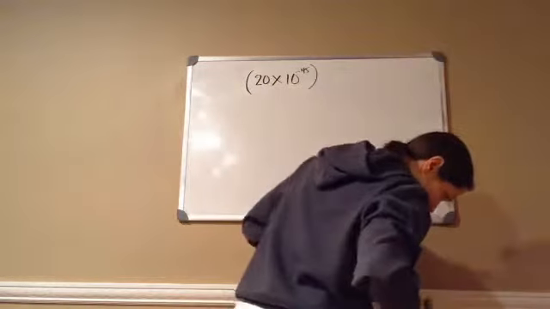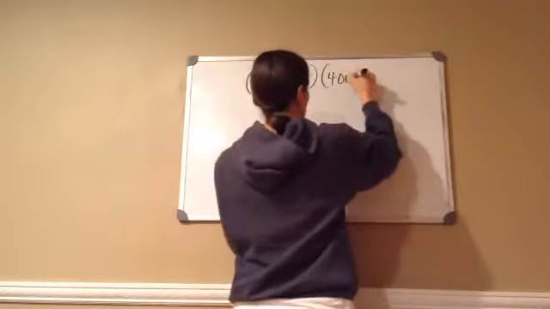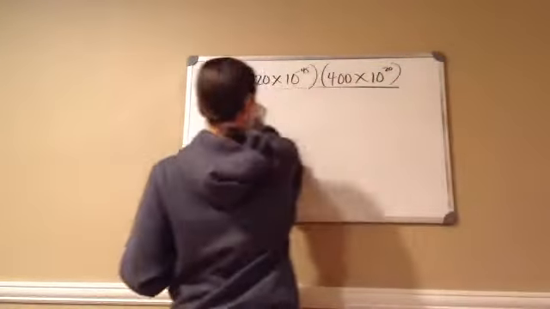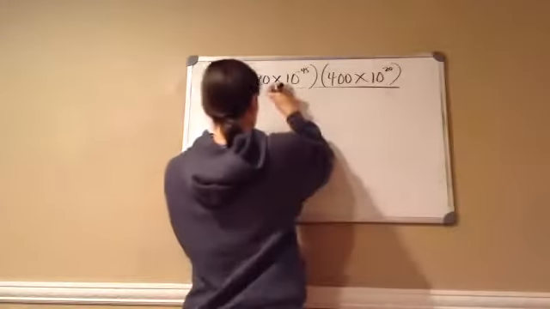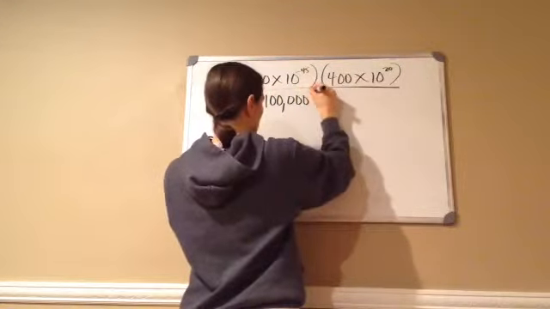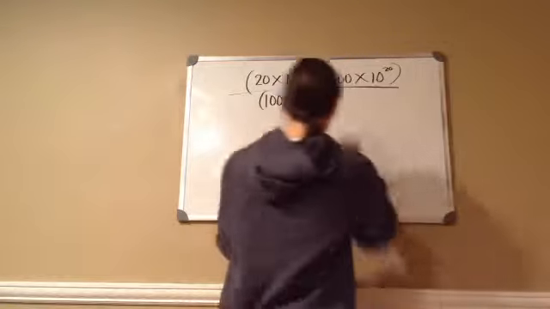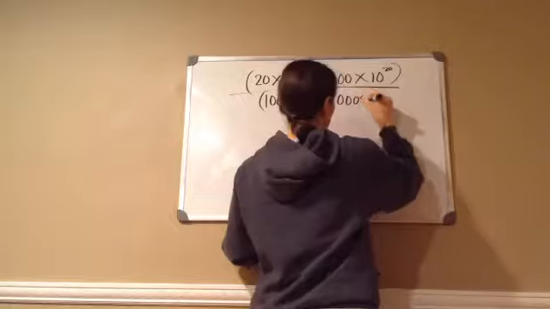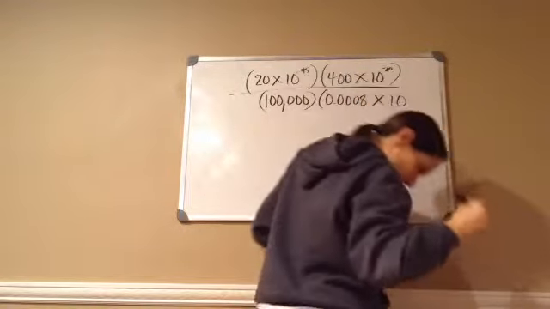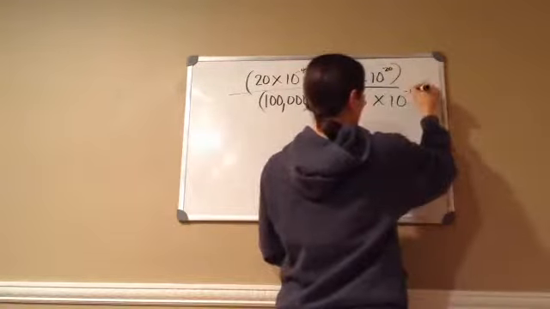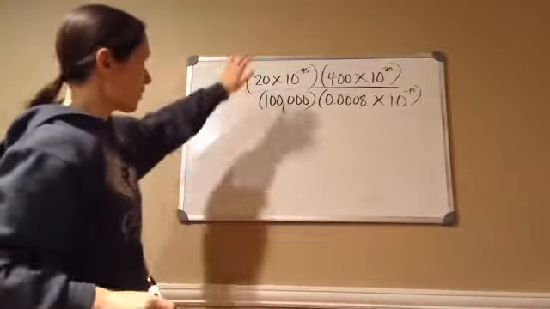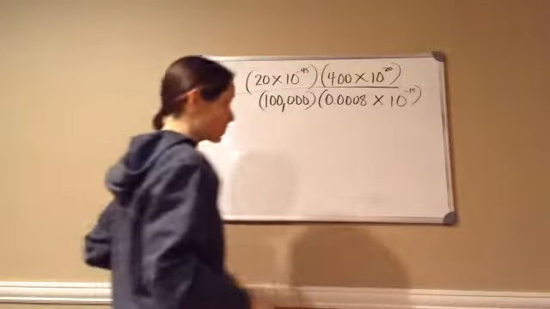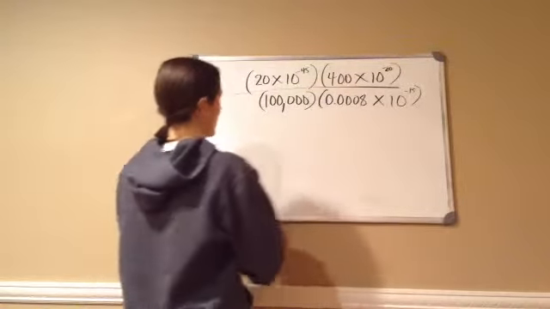Okay? And then 400 times 10 to the 20th power, all over 100,000 times 0.0008 times 10 to the negative 15. Okay, let's again, one at a time, put it in proper scientific form, and then we will multiply, and then we will divide. Okay, so let's take it step by step.